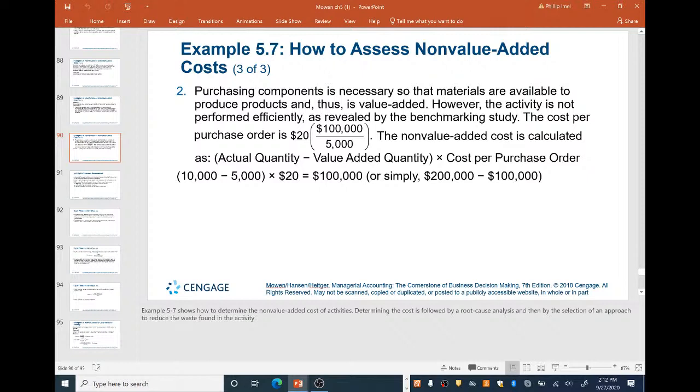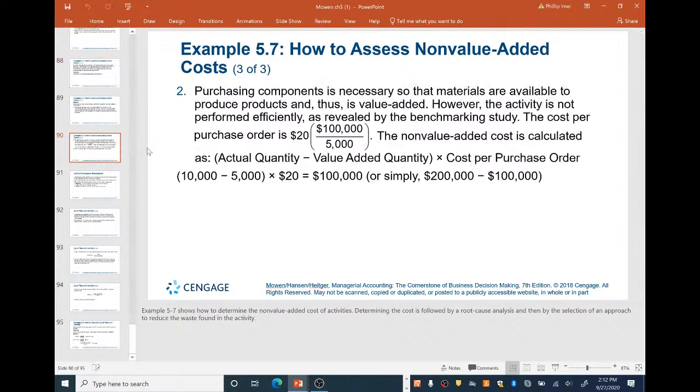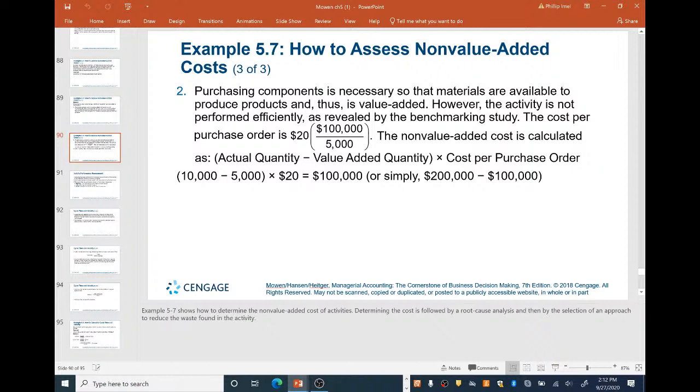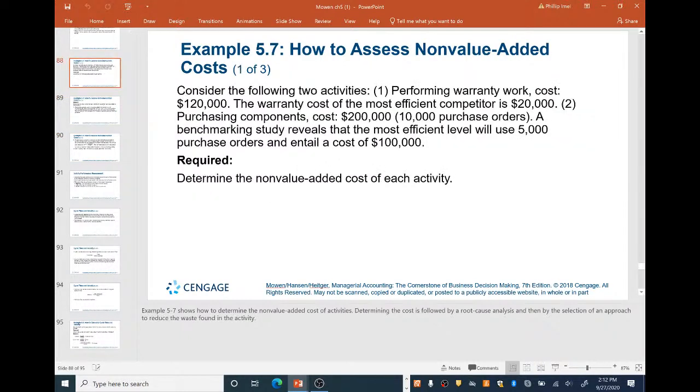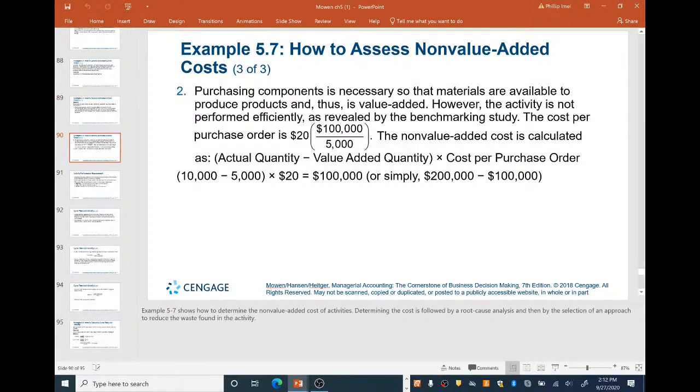Okay, so actual quantity, once again, we can see here is 10,000 purchase orders, minus the value added quantity, which is 5,000. That's the 5,000 value added, most efficient level. Okay, and we want to multiply that by the cost per purchase order, which in this case is $20. It was right above it.